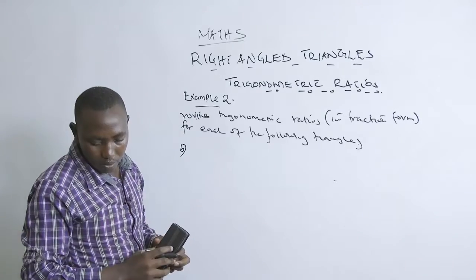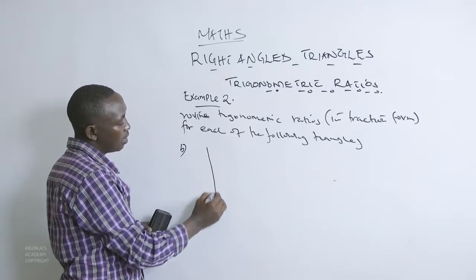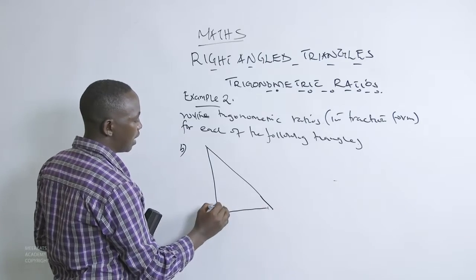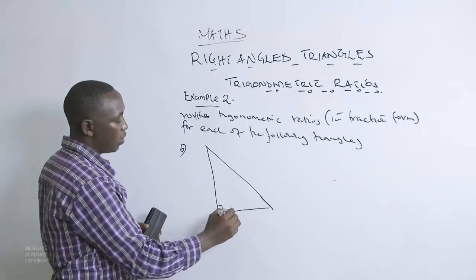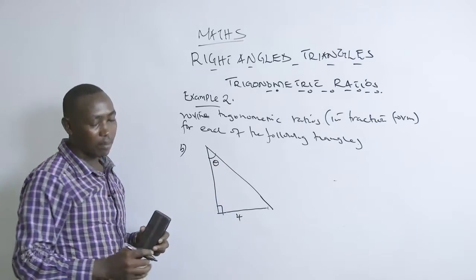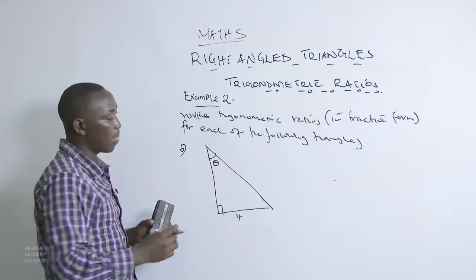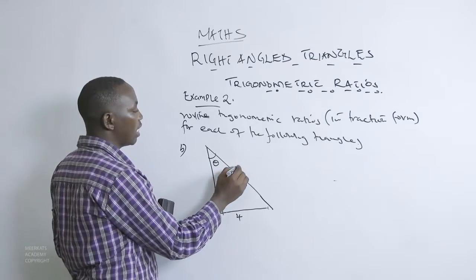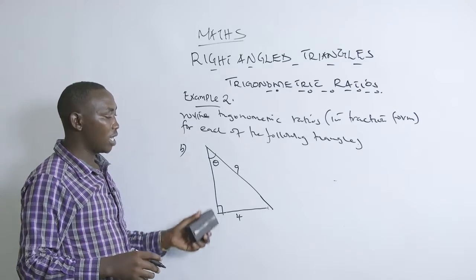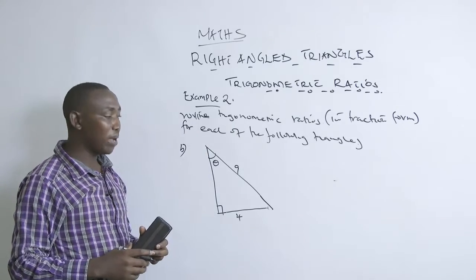Part B, we have a right angle triangle, again of this form. We are told that that is 4 units. The angle that we are talking about is the angle theta there. Then we have been told that the hypotenuse is 9 units. Again, it is important for us to get this side that has not been mentioned.